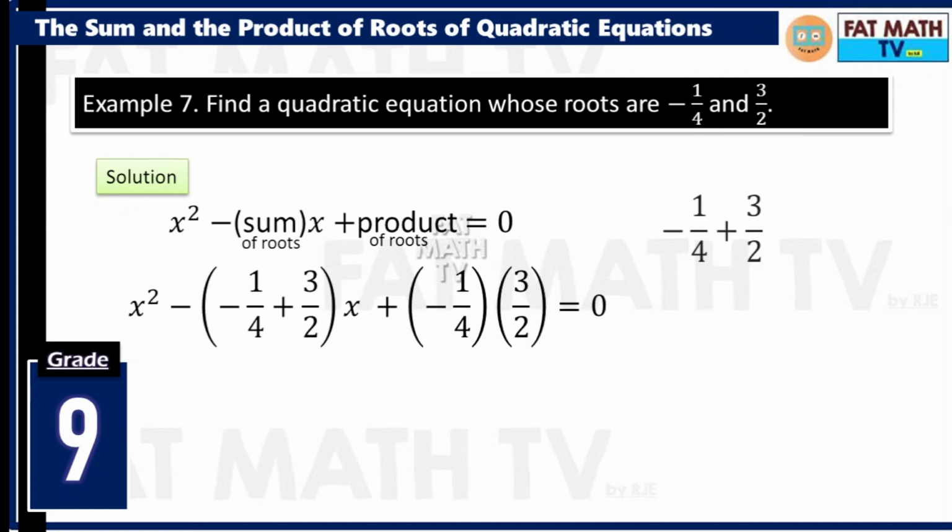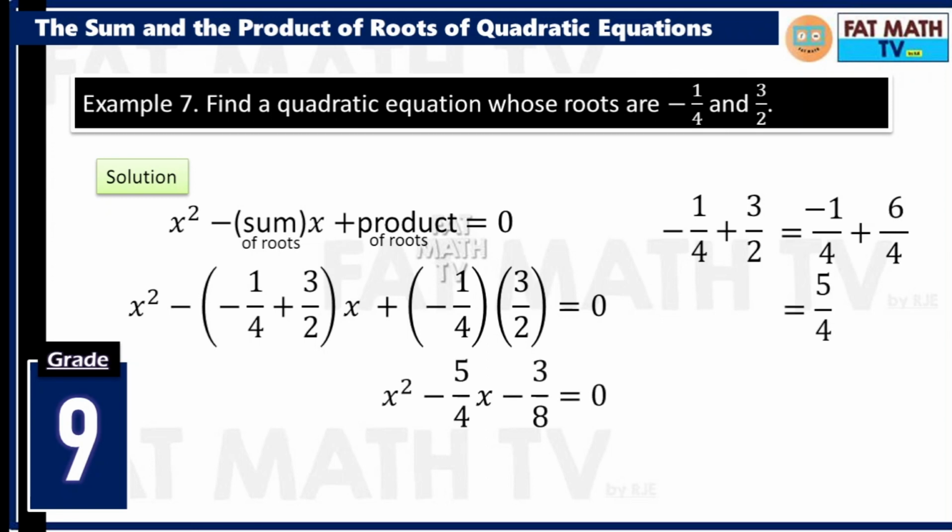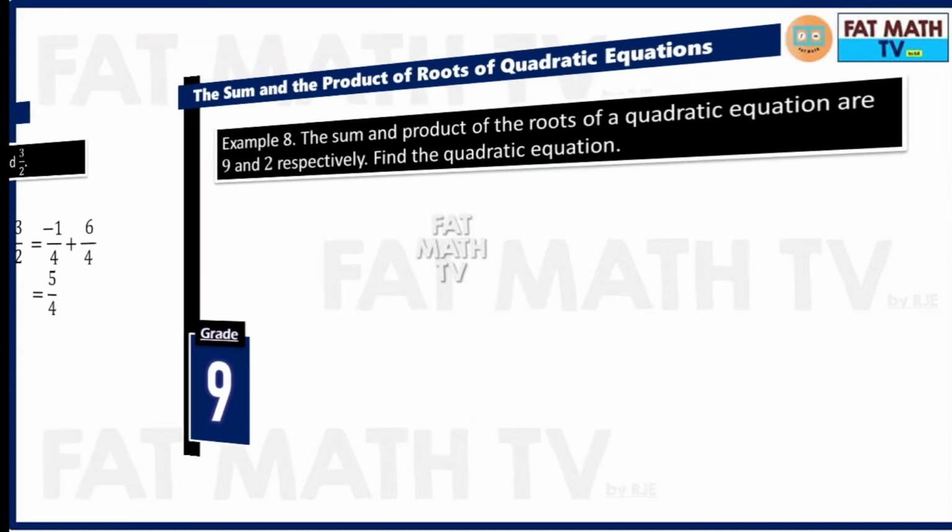So same, x squared minus sum of the roots x plus product of the roots. And the sum of -1/4 and 3/2 is 5/4. So x squared minus 5/4 x minus, here if you multiply 1 times 3, that's 3, 4 times 2 is 8. So that's -3/8. So x squared minus 5/4 x minus 3/8 equals 0. But since the instruction we added says the coefficients should be integers, we multiply 8 to both sides of the equation. We will get 8x squared minus 10x minus 3 equals 0.